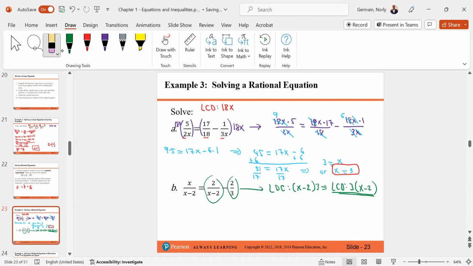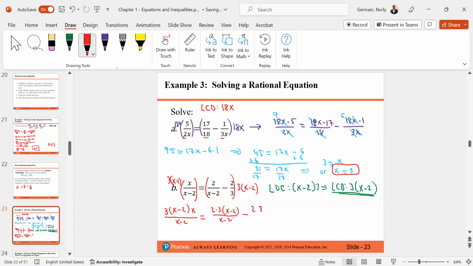Okay? Now, once you know the LCD, you can decide you're going to multiply both sides of our equations by what we don't have. Or you can simply multiply this side right there by 3 times x minus 2, and you multiply this side right there by 3 times x minus 2. Let's distribute and we'll see. We would see the first term is 3 times x minus 2 times x over x minus 2. The second one, we're gonna have 2 times 3 times x minus 2 over x minus 2, and minus 2 times 3 times x minus 2 over 3.